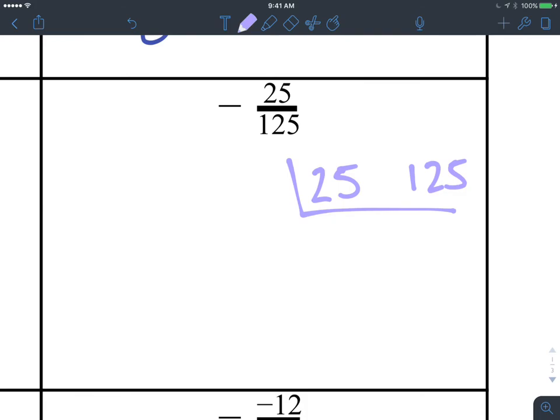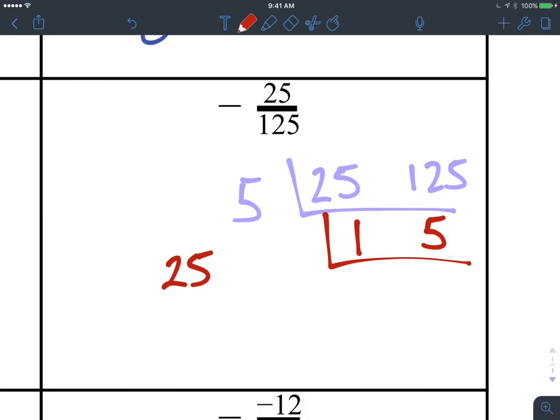So a number that goes both into 25 and 125, well, both of these numbers end in 5. And what number goes into any numbers that end in 5? 5. Now, something else you might have recognized is that another number that will go both into 25 and 125 is 25, because 25 will go into 25 one time, and 25 will go into 125 five times, which would leave us with a simplified fraction of 1 over 5.